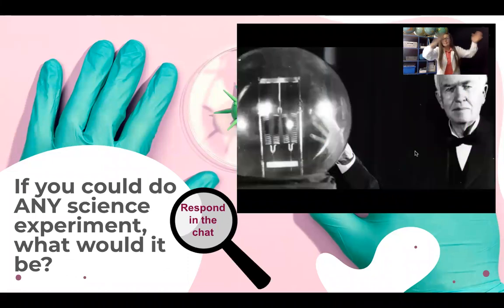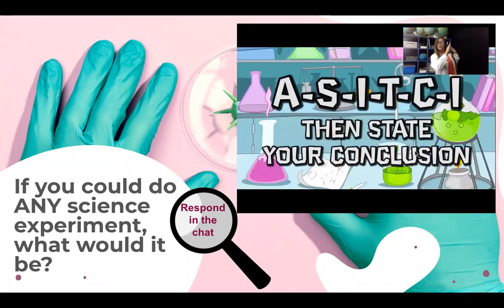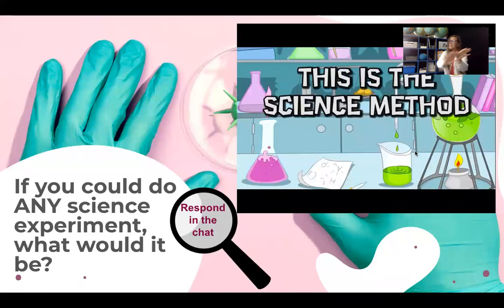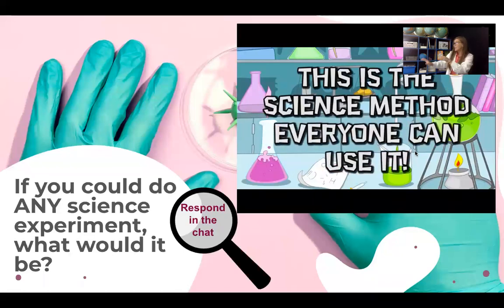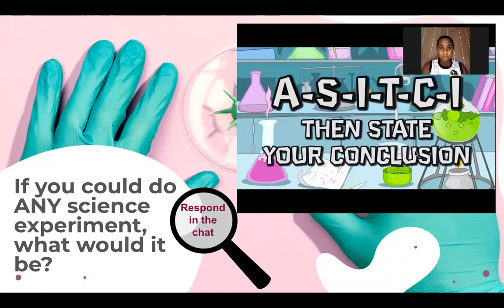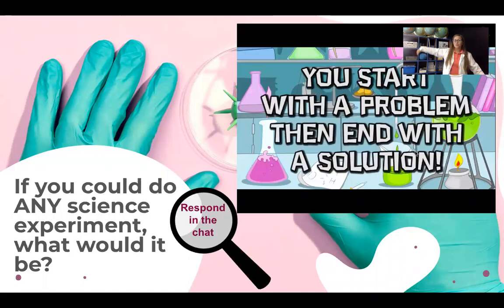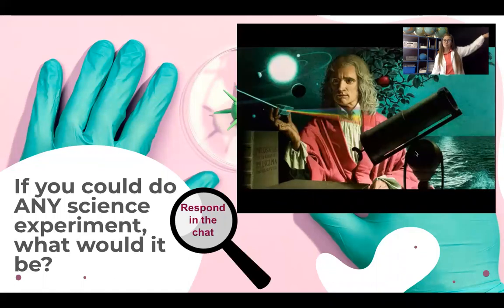Thomas Edison used the scientific method to make important discoveries about the light bulb. ASI, TCI, then state your conclusion. This is the science method. Everyone can use it. ASI, TCI, then state your conclusion. You start with a problem, then end with a solution. Sir Isaac Newton used the scientific method to make discoveries about the laws of gravity.